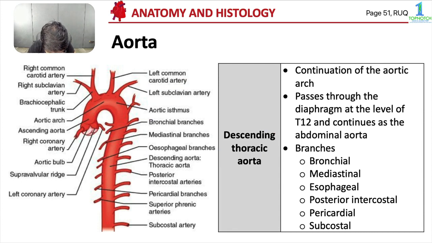For the descending thoracic aorta, so everything below the sternal angle, it extends from the sternal angle down to the aortic opening of the diaphragm at T12, where it becomes continuous with the abdominal aorta. So branches include your bronchial arteries, your mediastinal and esophageal arteries, your posterior intercostal arteries, again your 3rd to 11th intercostal arteries, your pericardial arteries, and your subcostal artery.